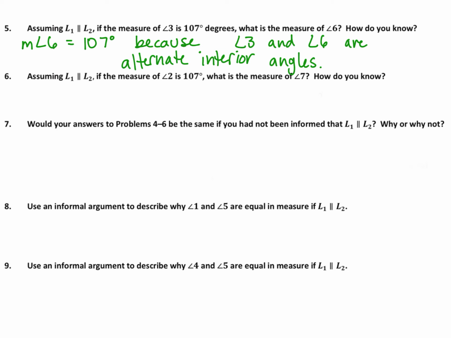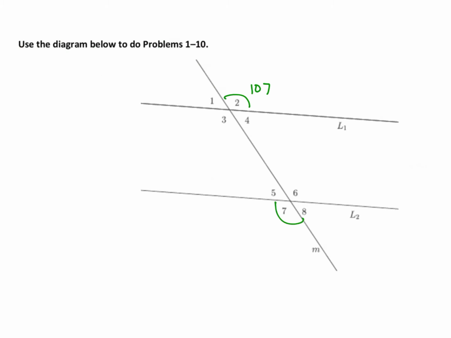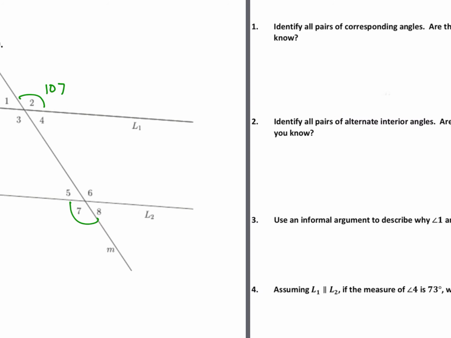6 says assuming lines 1 and line 2 are parallel, if the measure of angle 2 is 107, what is the measure of angle 7? These are exterior, and they are on opposite sides, so alternate exterior, and they are the same measure.